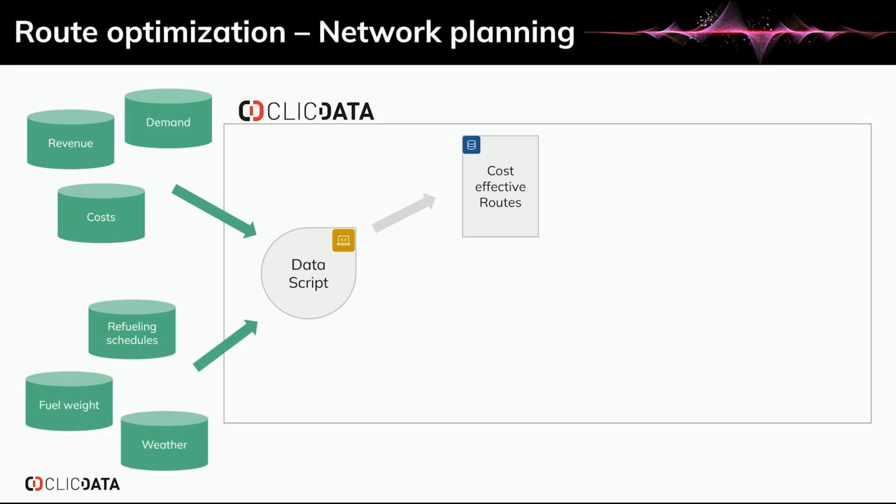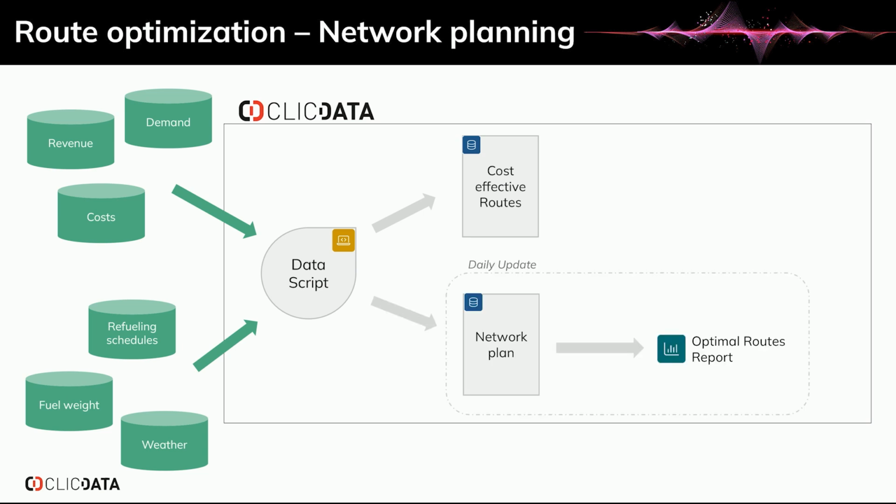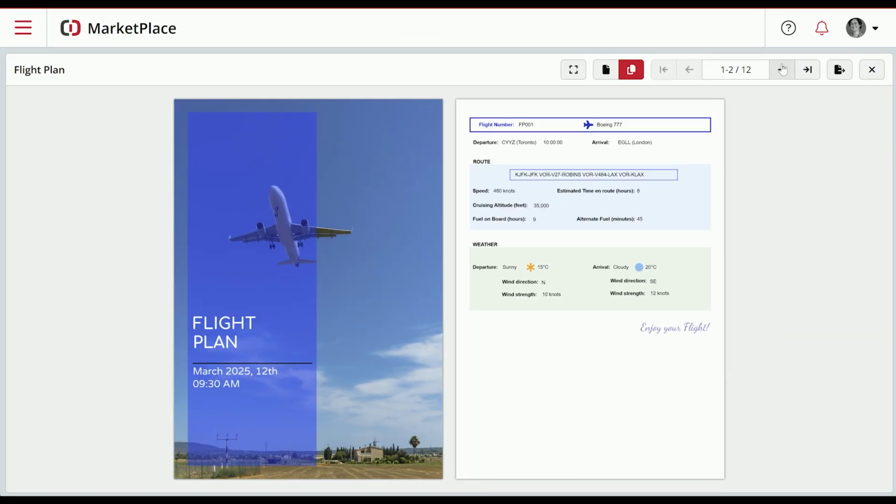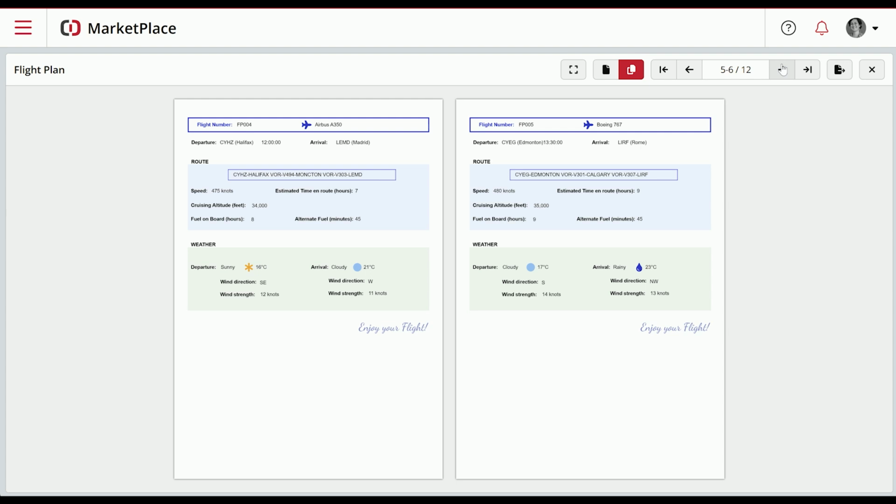His calculations also account for refueling schedules, fuel weights, weather conditions, and other operational constraints. Using this data, Javier generates a report outlining the optimal flight routes and schedules, which he can then update frequently, based, for instance, on changing weather conditions.